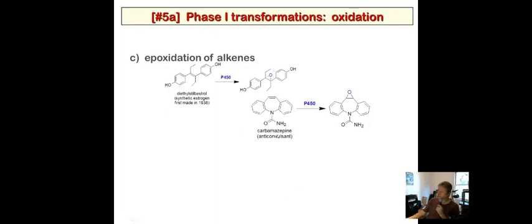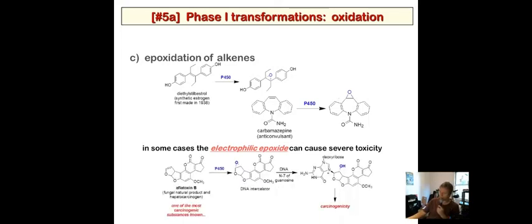Another case is carbamazepine, which is an anticonvulsant drug. The alkene is epoxidized by P450 to generate this epoxide. Sometimes that can cause severe toxicity as well, because epoxides are electrophiles, and biological nucleophiles can attach to them. And if it's like DNA, that's really a problem. It causes genotoxicity, which we have mentioned a couple times before, especially when we're talking about toxicology.